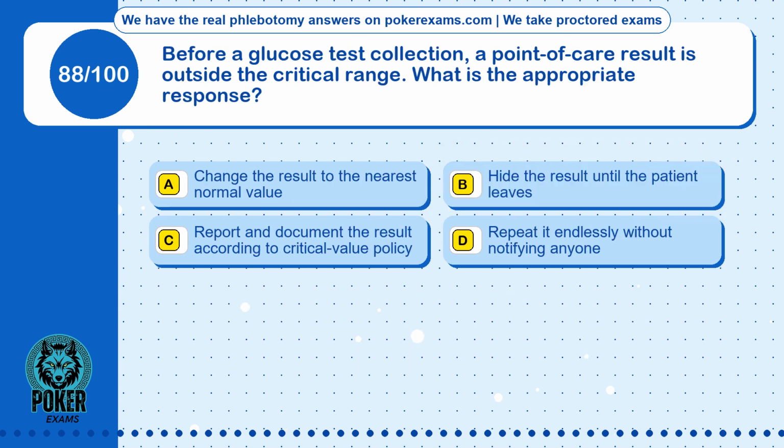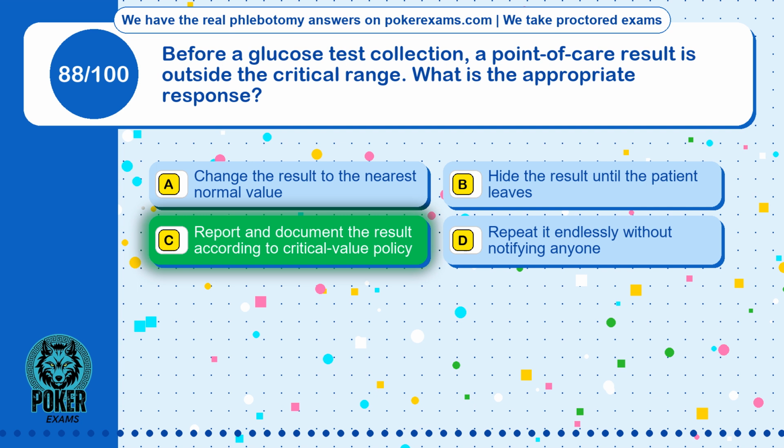Question 88. Before a glucose test collection, a point-of-care result is outside the critical range. What is the appropriate response? Option A. Change the result to the nearest normal value. Option B. Hide the result until the patient leaves. Option C. Report and document the result according to critical value policy. Option D. Repeat it endlessly without notifying anyone.